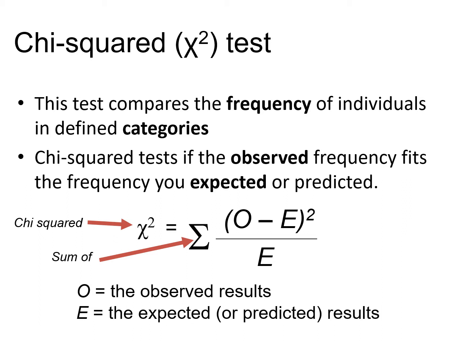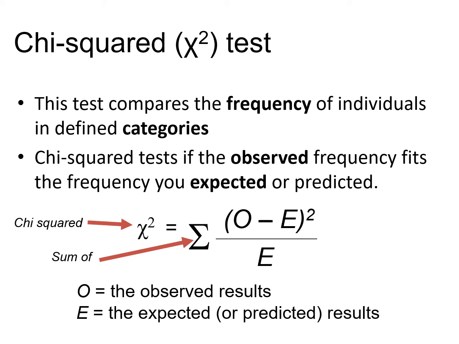O simply stands for the observed results, so the values that you actually see when you're collecting data from the population, whereas E represents the predicted results, the numbers that you should expect to find based on a particular set of calculations.